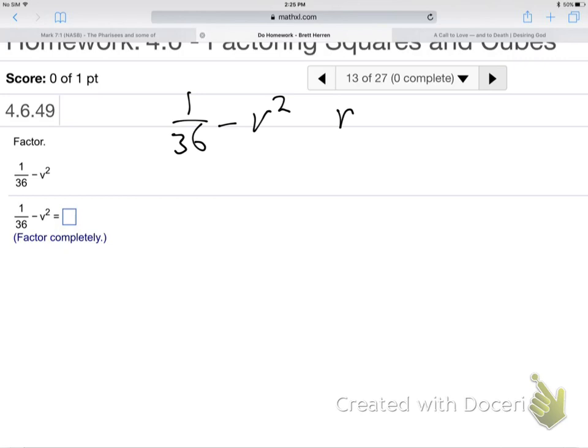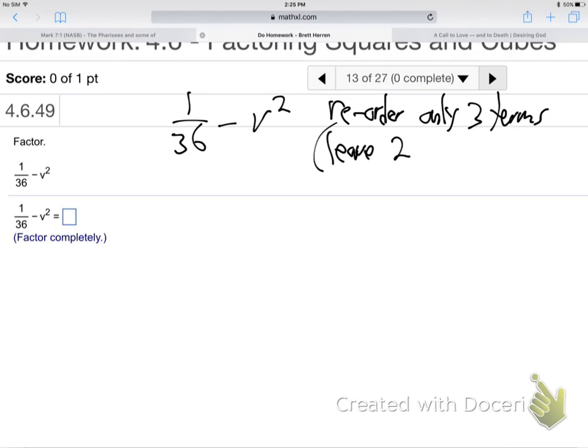I know. You do not reorder because you only reorder three-termers. I mentioned it a while ago, but I know I say a lot of things. Reorder only three terms. And even if you were to reorder, you wouldn't want the negative at the front. Leave the two terms as they are, with minus in the middle.